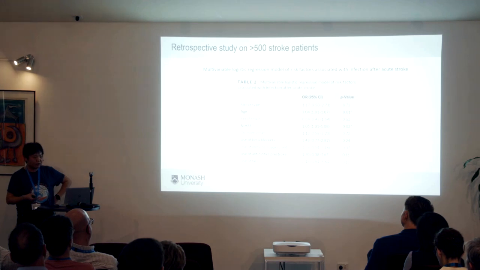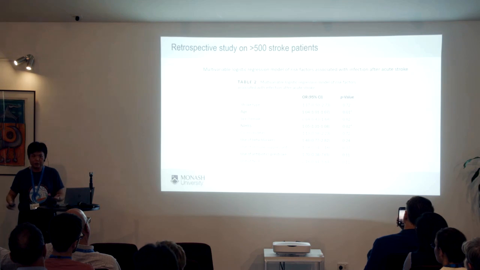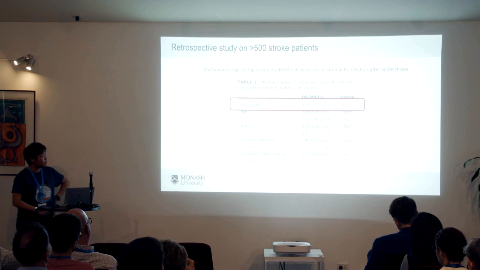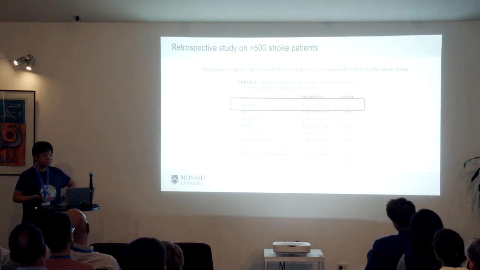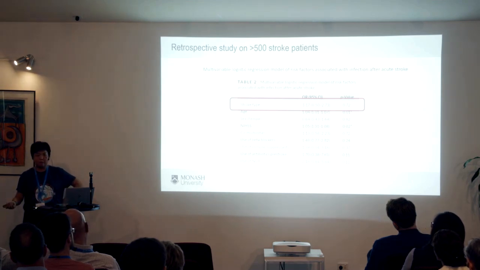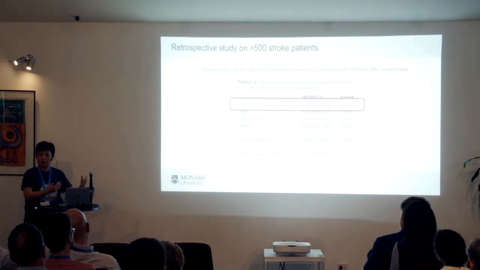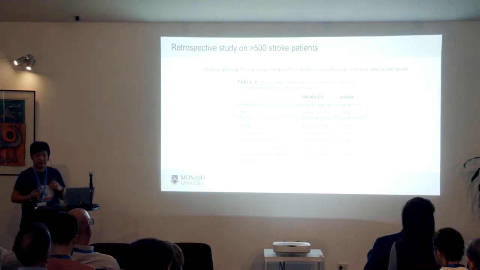One of the key questions we have also in the lab is, are all strokes the same? Do all stroke patients develop infection? We know they don't, but what makes a stroke patient susceptible to infection? We performed a retrospective study in partnership with our clinical stroke clinicians at Monash Health, where we looked at 500 patients over a 12-month period, and we found out that it doesn't really matter whether the patient had an ischemic stroke or hemorrhagic stroke. The risk of infection is the same. However, as you probably predicted, the older the patient, the more likelihood they will develop infection.